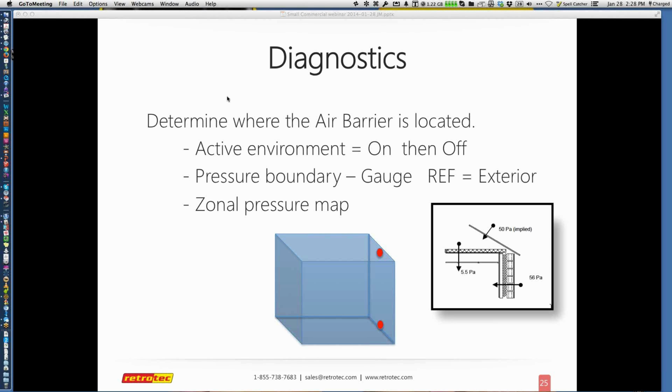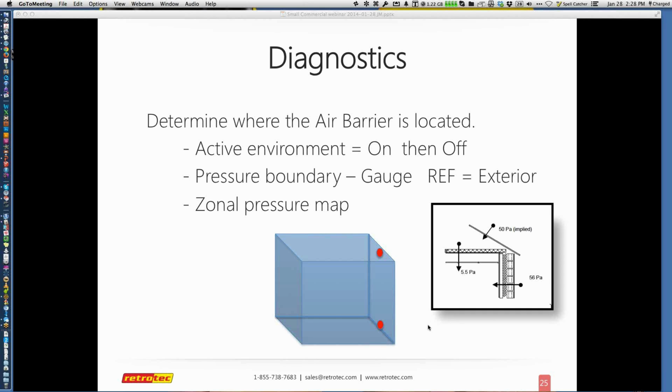One of the most fundamental diagnostic tools you can use, and you do not need any other equipment except your manometer, is just trying to determine where the air barrier is located, zonal pressure mapping, basically. You really want to find out whether you are testing the actual active environment, which means they have a variety of exhaust fans or kitchen fans. Are they on, then off? What kind of impacts are they having? Have I figured out where the pressure boundary is, in reference to the outside?